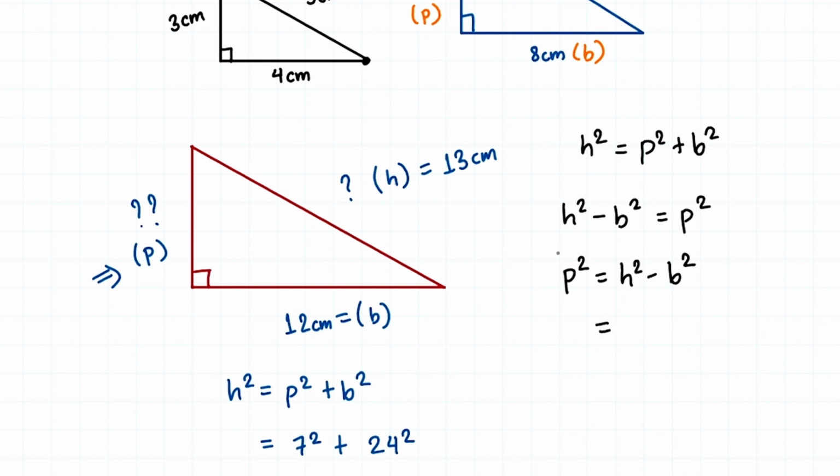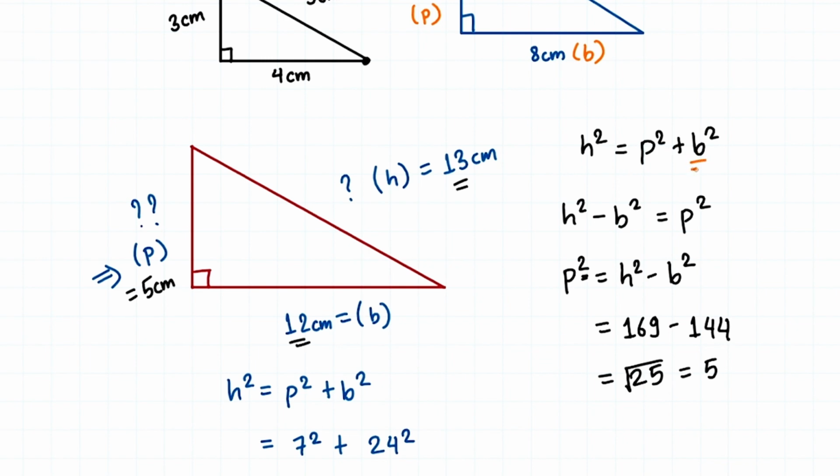So we have our p square as h square minus b square. Now our h is 13, so 13 square is going to be 169 minus our b is 12, so 12 square is going to be 144. And this is going to be equal to 25. Now, again, we need to remove this square. When you remove that square, we have our square root, and square root of 25 is 5. So our perpendicular is going to be 5 centimeter.